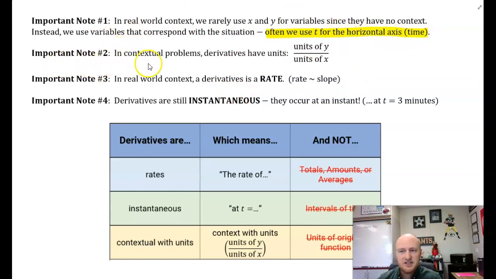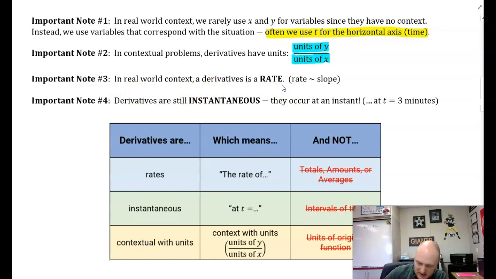Important note number 2, in contextual problems, derivatives have units. So pay attention to whatever your units are. Units of y being divided by units of x. You constantly want to make sure you're getting your units right, as well as using your units to inform you. Important note number 3, in real-world context, a derivative is a rate.